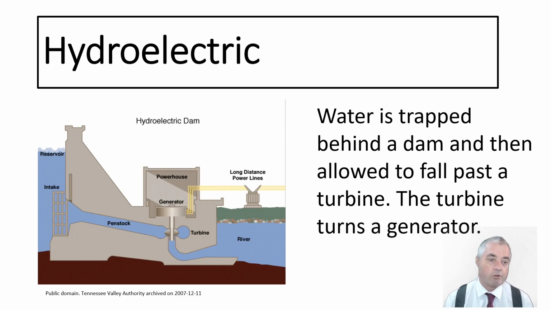Another way of generating electricity is hydroelectric energy. So the idea with hydroelectric energy is that you build a dam to trap some water, and behind that dam you will cause quite a lot of flooding. And then what you do is you allow the water to go through a pipe, and as it goes through a pipe it turns a turbine which generates electricity, and then you return it to the river that you've dammed. So that's how it works.